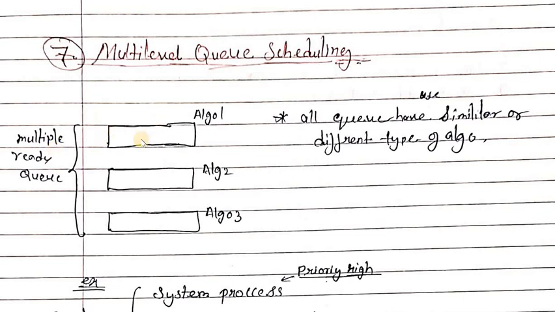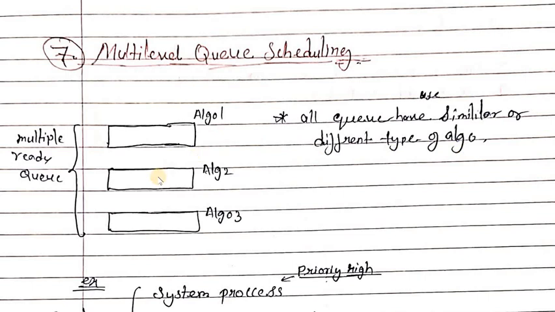In multi-level queue scheduling, in the ready state there are multiple queues, and all queues have different priority levels. Let's say there are 3 queues having different priorities, and in each queue a similar or dissimilar type of scheduling algorithm can be used, which we have taught in previous classes. On the basis of the priority, these processes will be executed.